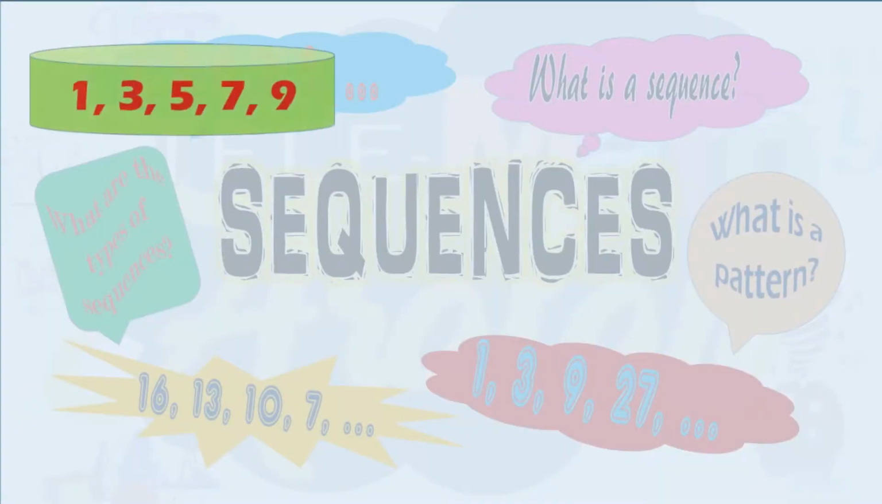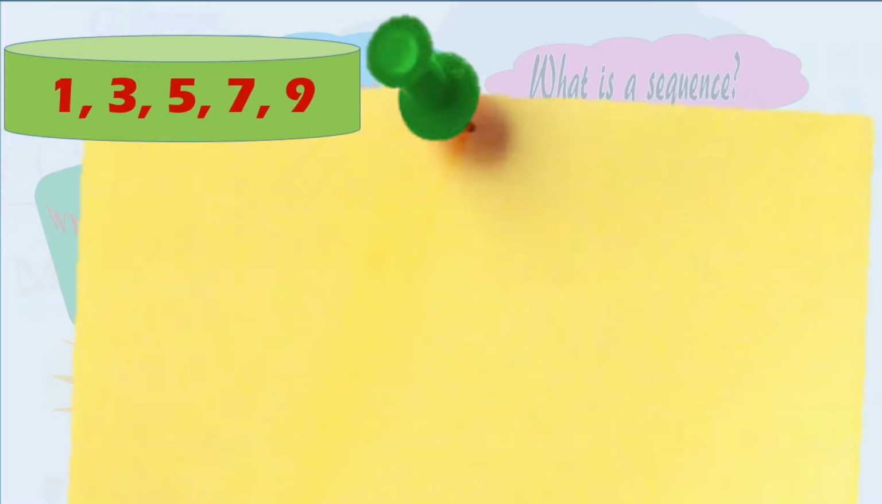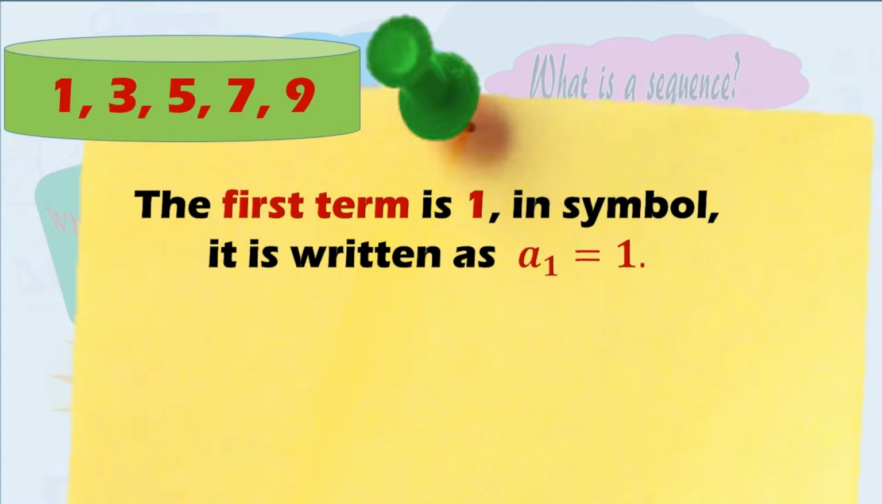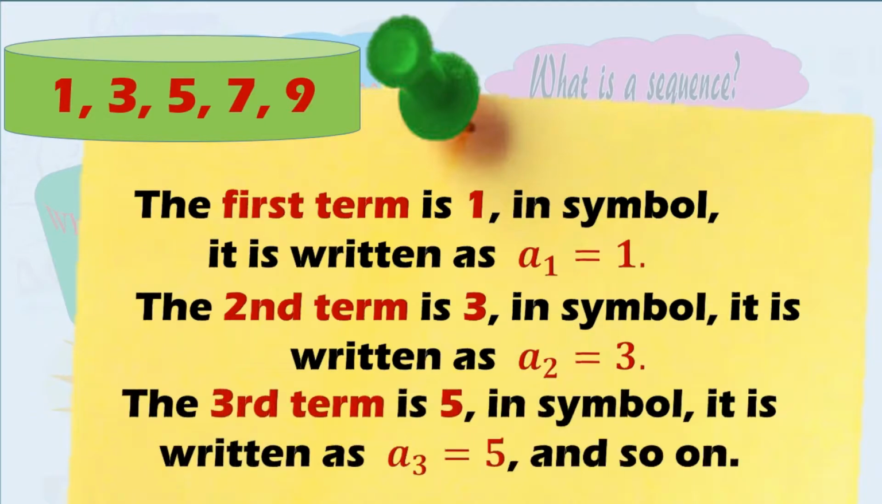Let's take the first example. In the sequence 1, 3, 5, 7, 9. The first term is 1. In symbol, it is written as a sub 1 equals 1. The second term is 3. In symbol, it is written as a sub 2 equals 3. The third term is 5. In symbol, it is written as a sub 3 equals 5, and so on.